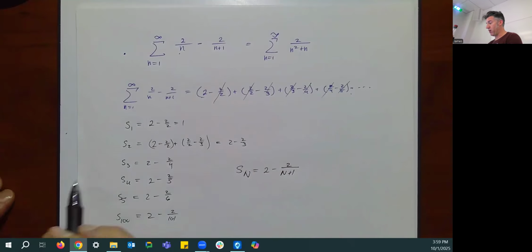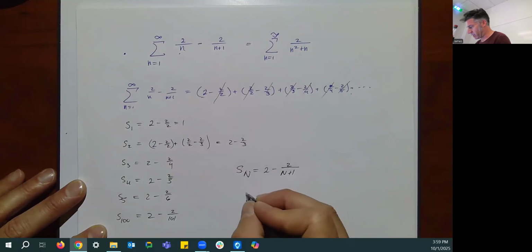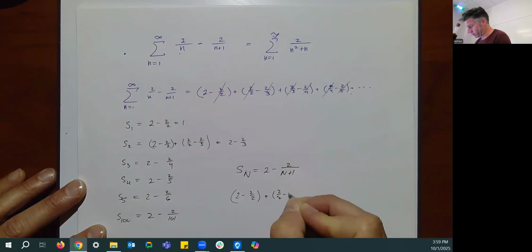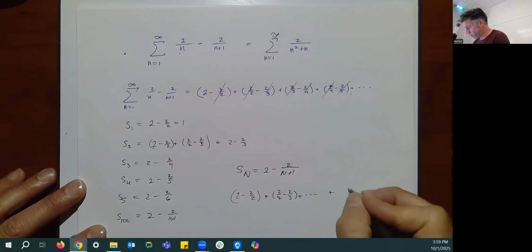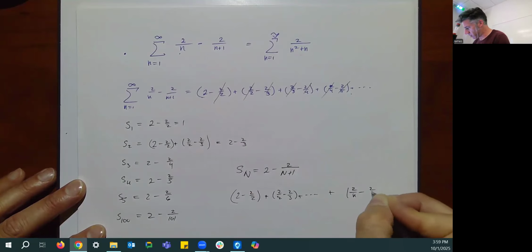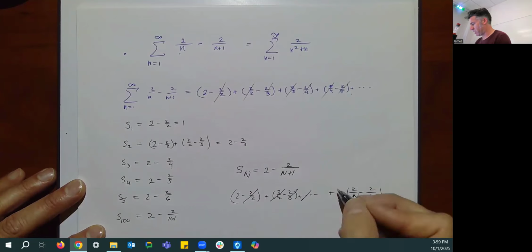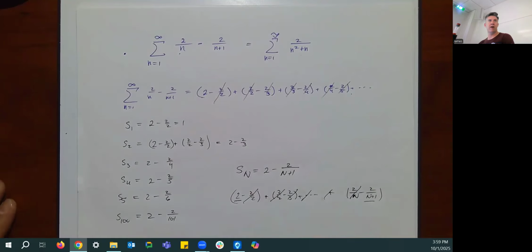Which totally makes sense, right? If you actually write out Sn, and this is going to be kind of unwieldy, it's 2 minus 2 over 2 plus 2 over 2 minus 2 over 3 plus all the way out to the nth term, which is going to be 2 over n minus 2 over n plus 1. Oh yeah, that cancels that, that cancels that, and that cancels that, and you're left with exactly 2 minus 2 over n plus 1.